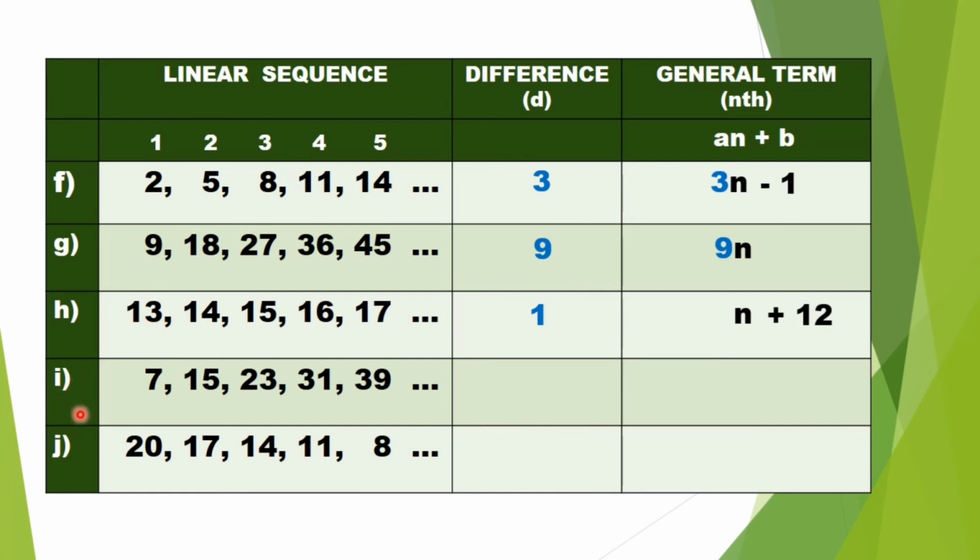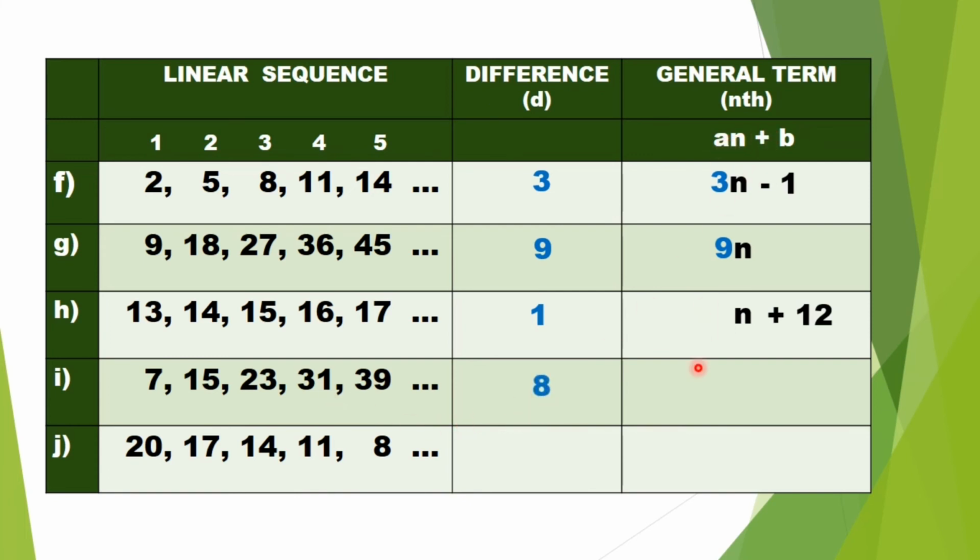Letter I. Sequence 7, 15, 23, 31, 39. Find the difference. 15 minus 7 is 8. 23 minus 15 is 8. 31 minus 23 is 8. 39 minus 31 is 8. So their common difference is 8.